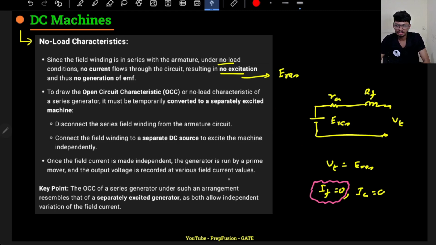So how do I actually develop the open circuit characteristics? To draw the open circuit or no load characteristics, the machine must be temporarily converted into separately excited. Disconnect the series field windings from the armature circuit, and connect the field windings to a separate DC source to excite the machine independently. Once the field current is made independent, the generator is run by a prime mover and the output voltage is recorded at various field current values.